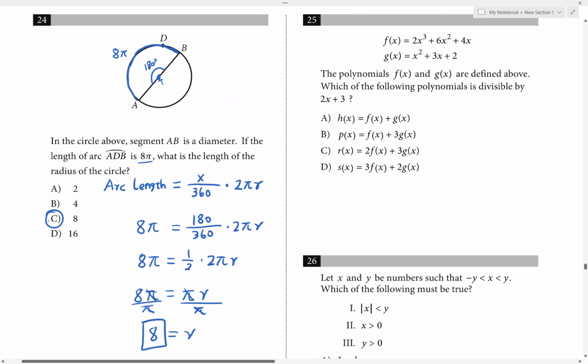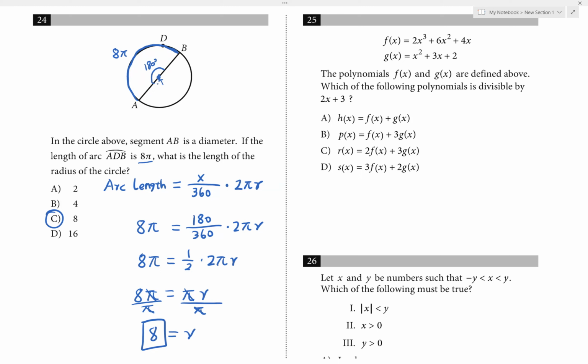Okay, so for this question, we don't necessarily have to use the arc length formula. You could also recognize that this is a half circle, then the whole circumference should be 2 times 8 pi, so that should be 16 pi. And then you can just use the circumference formula to solve for the radius from there. That will also work.